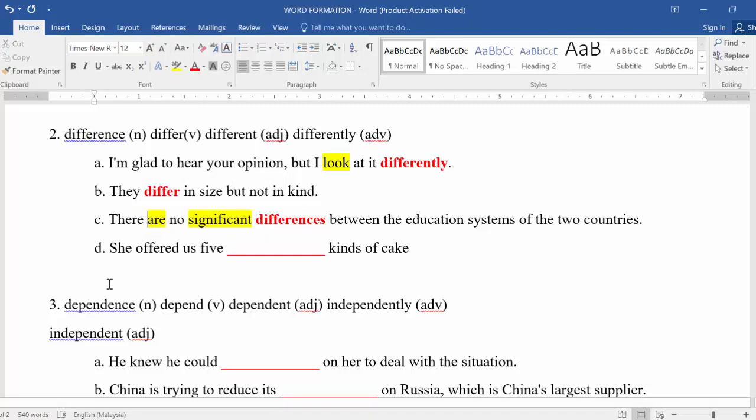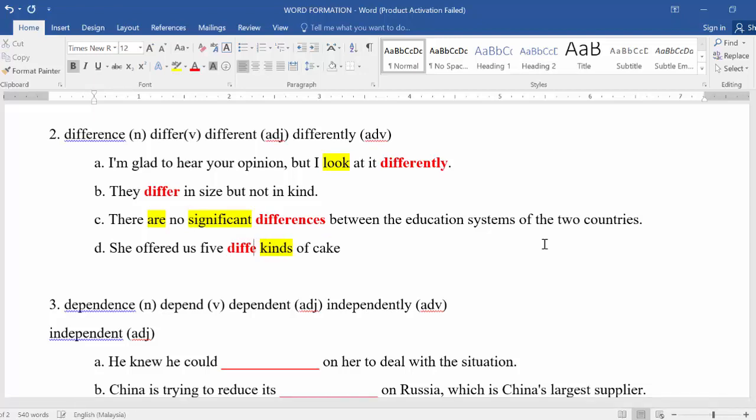Okay, next one. She offered us 5 what kinds of cake? Okay, here your keyword should be kinds. Okay, kinds. Kinds means types. Okay, this is a noun. So here, usually the word before a noun will be either a verb or an adjective. Okay, here we use an adjective. Different kinds of cake. Okay, kinds. Different types, different kinds of cake.